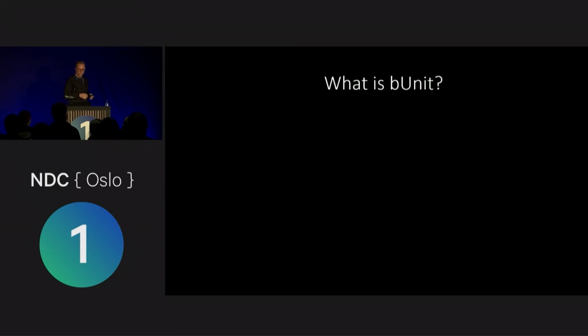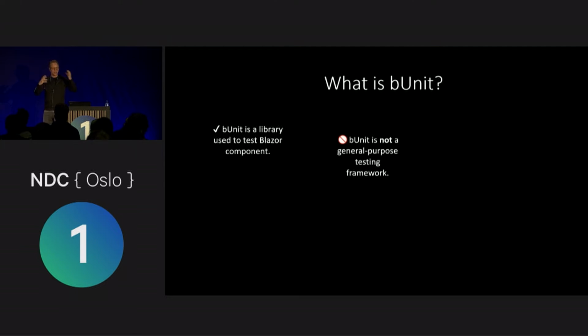bUnit is a library that we can use to test Blazor components. And I want to underscore the word library here, because it's not a framework like xUnit, MSTest or NUnit. bUnit is a library that you add on top of those. You create a regular old xUnit, NUnit or MSTest project, and when you have that, you can install all the normal tools you do, like FluentAssertions maybe, or Moq or NSubstitute, or whatever you use. And bUnit is just another library like those that enables you to test things, Blazor components in particular.